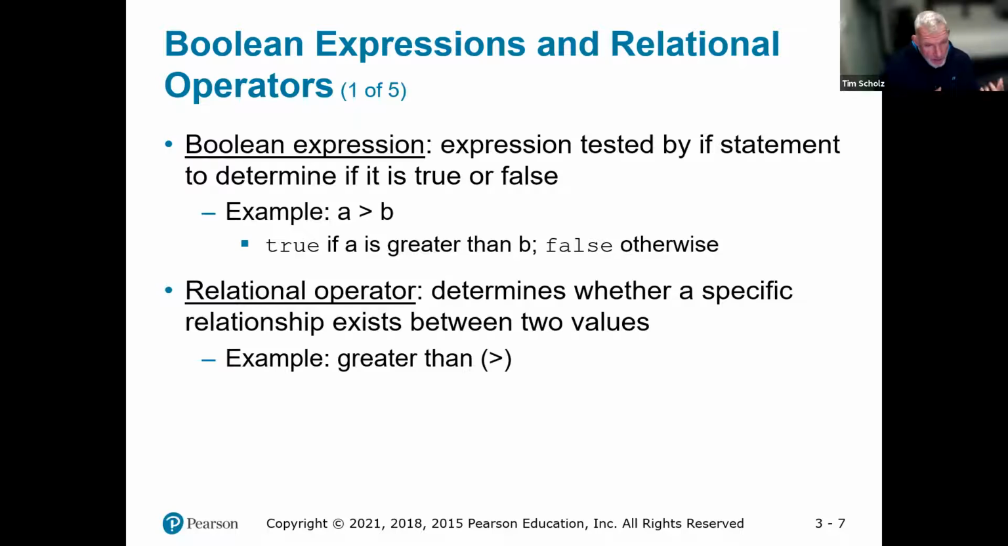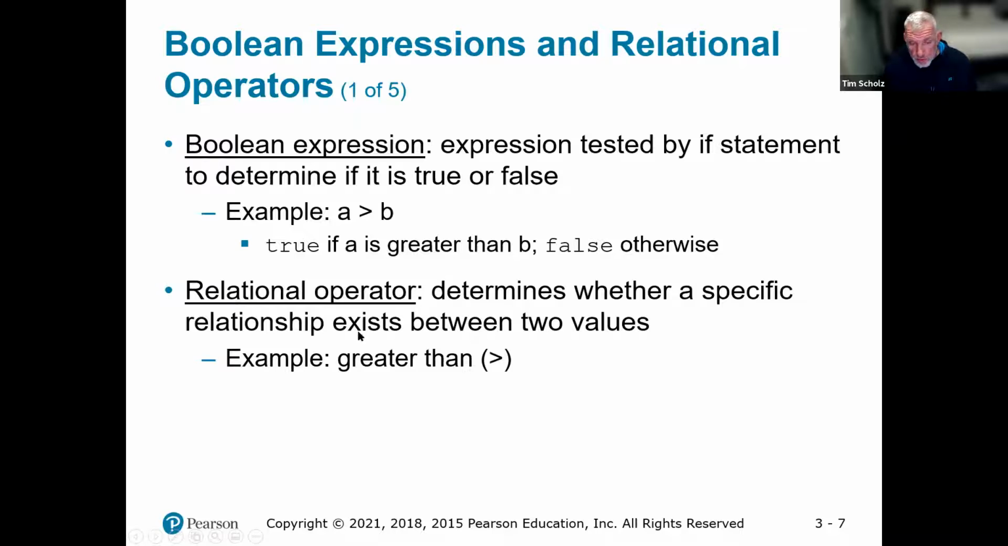And if A is 4 and B is 4, it's going to return false as well. Because when you're looking at greater than, if they're equal, that's not greater than, so that's false. No matter what values you have in this statement, the Boolean expression is always going to return true or false. In the middle of this Boolean expression is a relational operator.